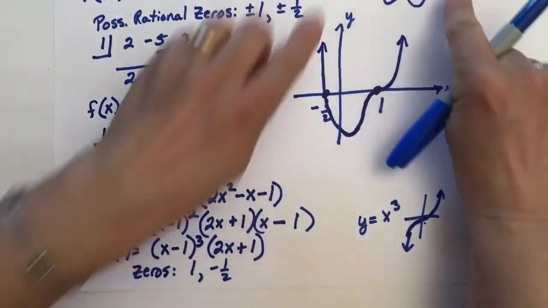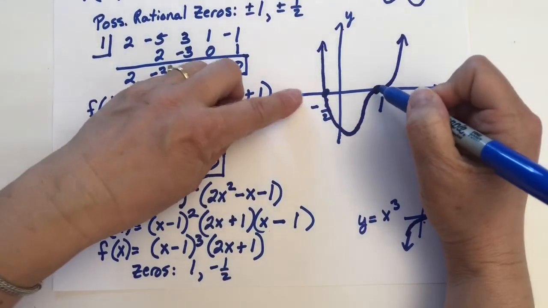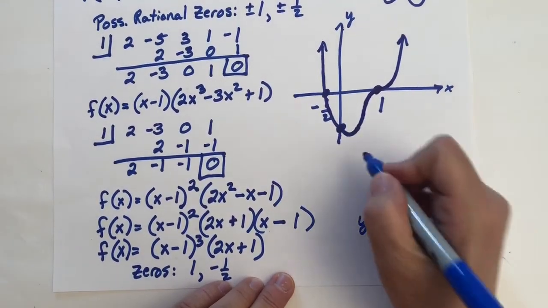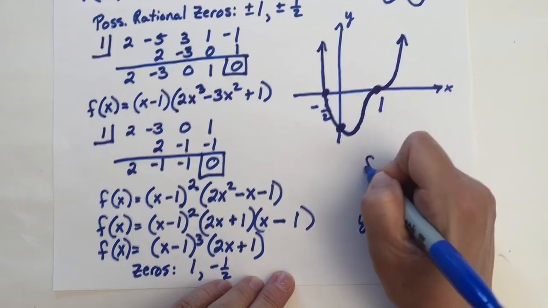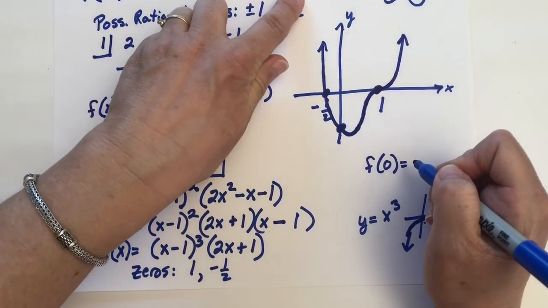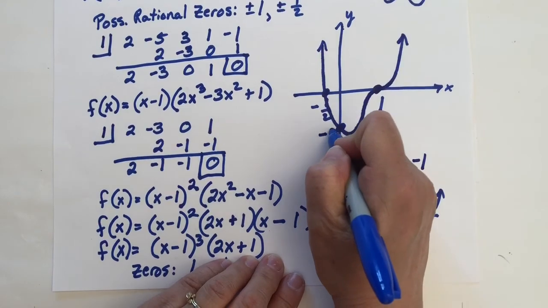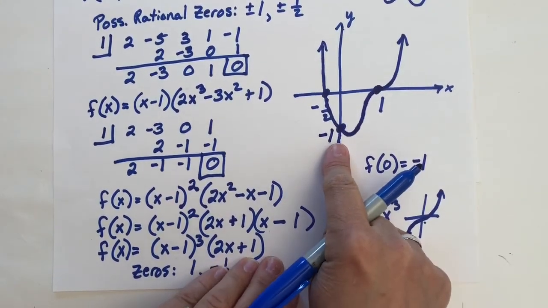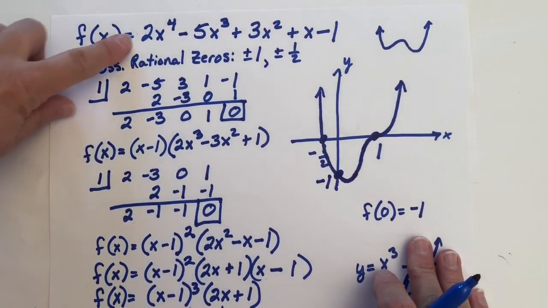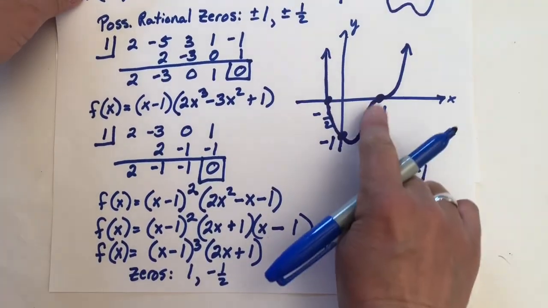So the end behavior we knew was going to be this way. We used our zeros and it was going to cross at both of them. I don't have my y-intercept yet. We know that is what we get when we substitute 0 into the function. We pop in 0, we'd get 0 minus 0 plus 0 plus 0 minus 1. So the y-intercept is negative 1. And now we have a graph for this particular polynomial. Let me bring it down. So here was our original polynomial. Here's the way it factored, and there's the way the graph looks.